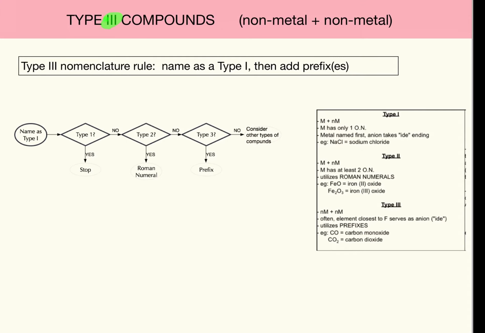To name type 3 compounds, we're going to use a similar approach to type 2. We're going to start by naming the compound as a type 1, but instead of adding a Roman numeral, we're going to add a prefix.